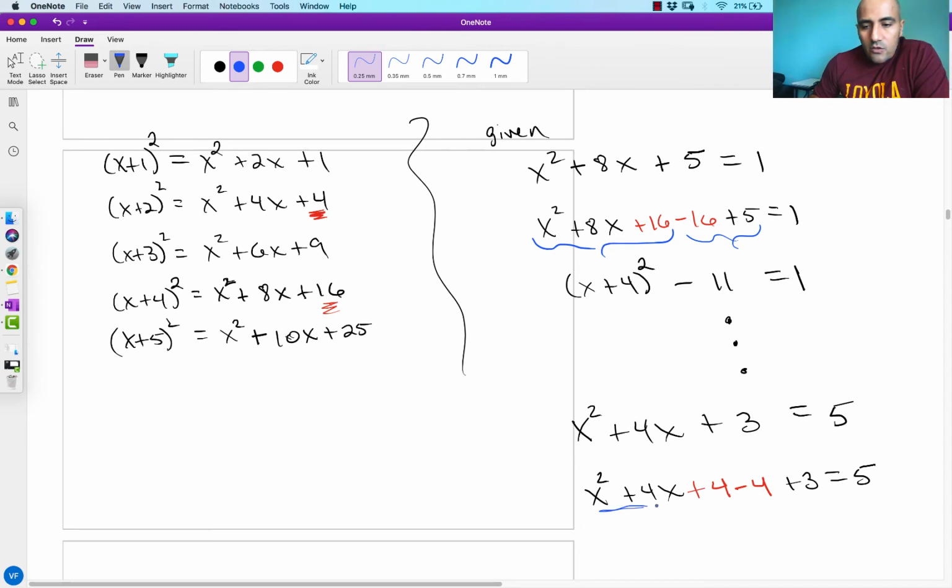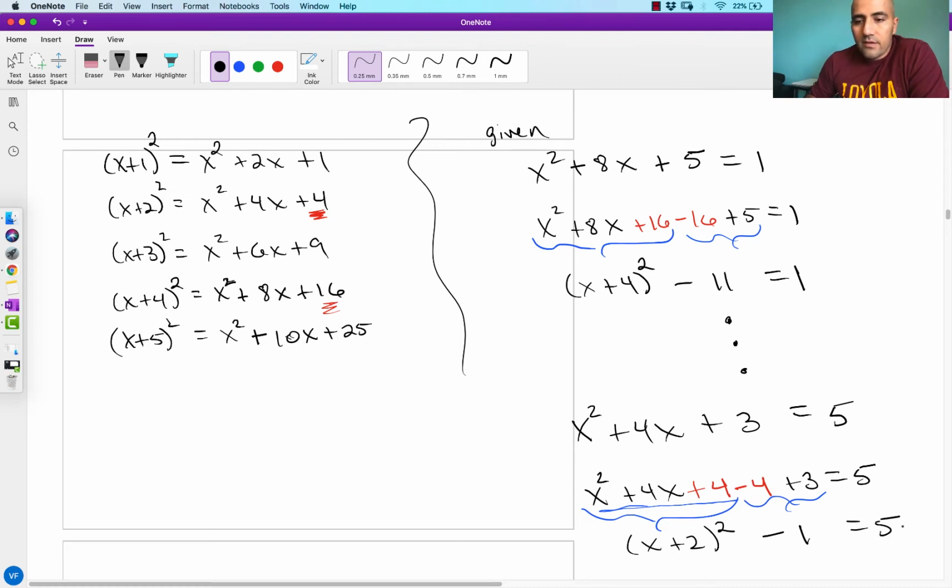The first 3 terms are going to be a perfect square trinomial. They give me the x plus 2 squared, right? That's equal to this. And then we combine these last two into giving me a minus 1. Minus 1 equals 5. And again, just like before, I think after this point, everything is fine. I can add 1 to both sides, and then I could just take the square root of both sides, and the answer should be clear after that.